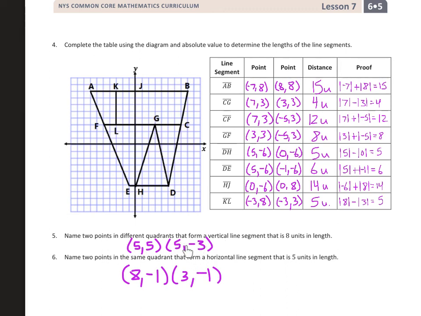And so with 5 and negative 3, when you add those absolute values, you get 8 units in length. And because the x's are the same, they'd be the same distance to the right, but they would have a different y value, so it'd be vertical. And here I did 8, negative 1, and 3, negative 1. Both of those are positive x, negative y, and so they're in the same quadrant. But since they're the same distance down, they'll have different distances across on the x's, and so that's going to give you a difference of 5 and in the same quadrant.